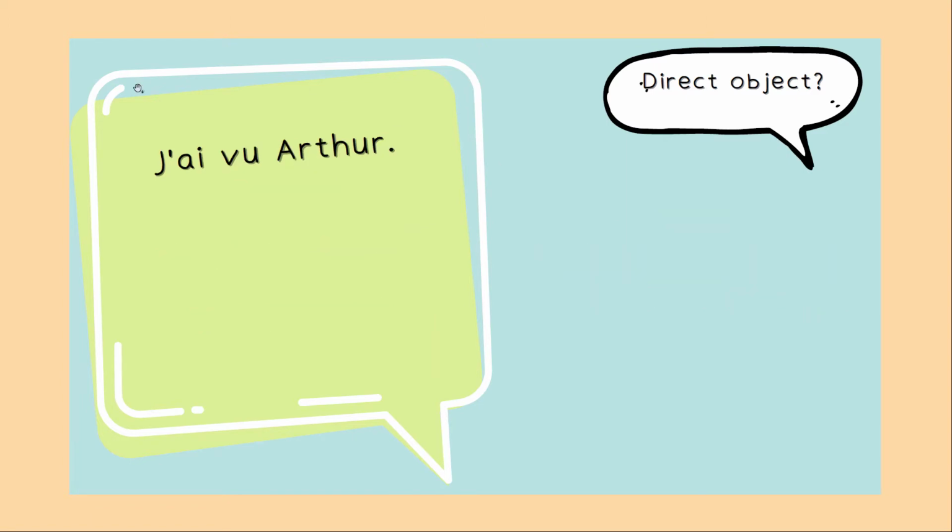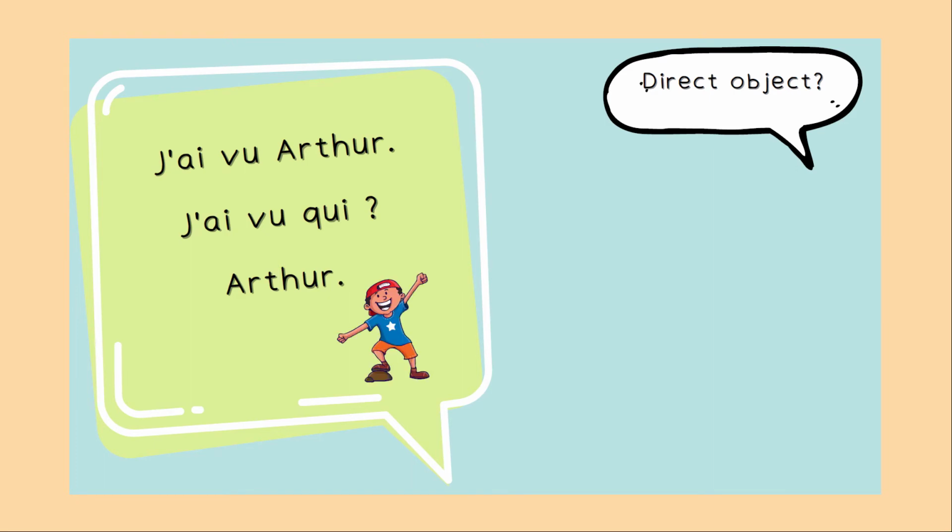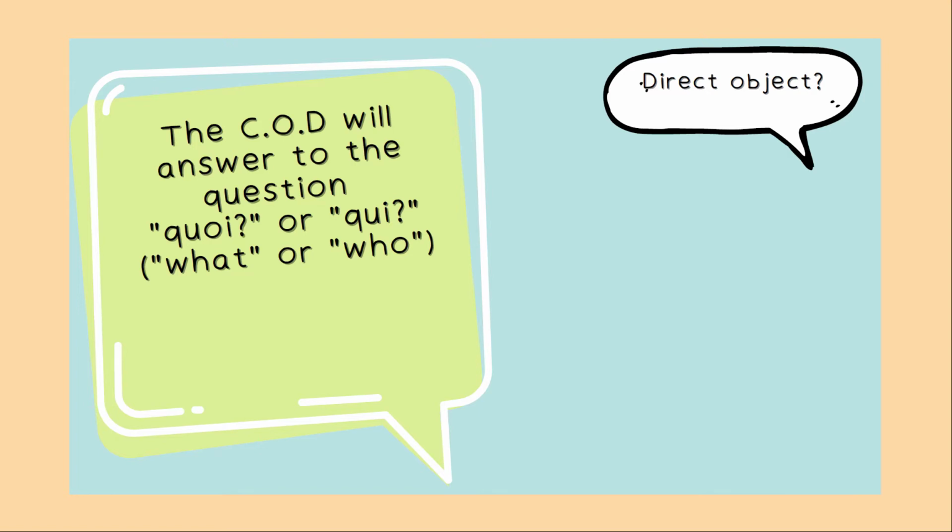Here's another example. J'ai vu Arthur. I saw Arthur. J'ai vu qui? Who did I see? Arthur. Arthur is the direct object of our sentence. So the COD, the direct object, will answer to the question quoi, what, or qui, who. This is what we've seen with our apple and Arthur earlier.